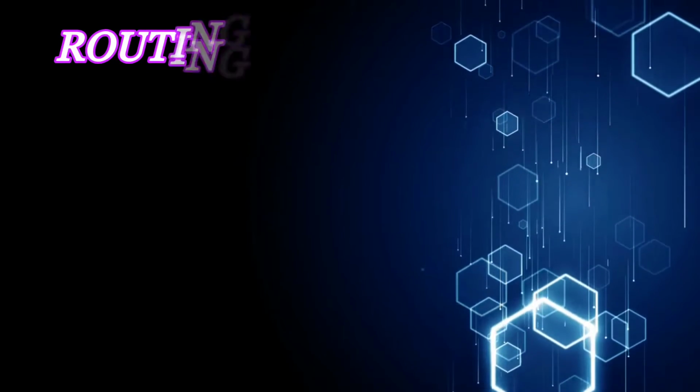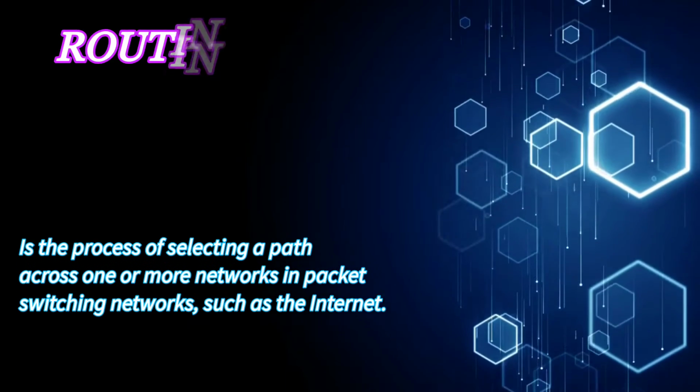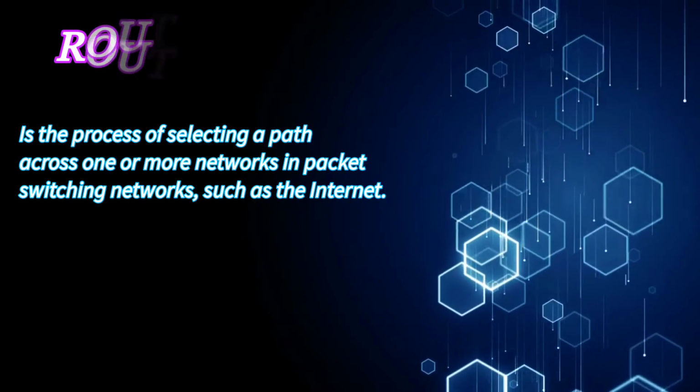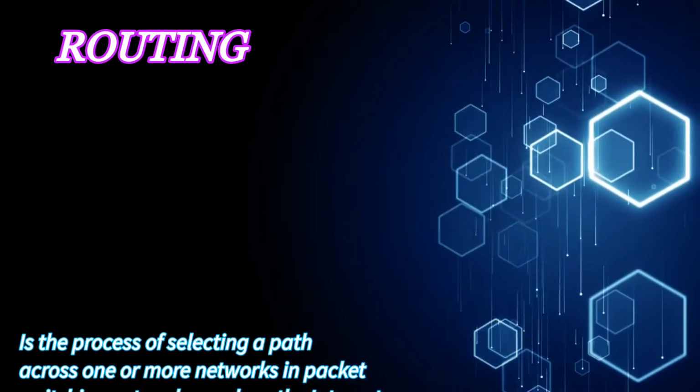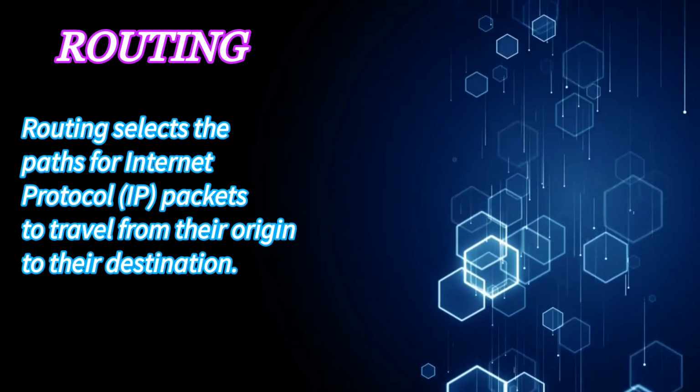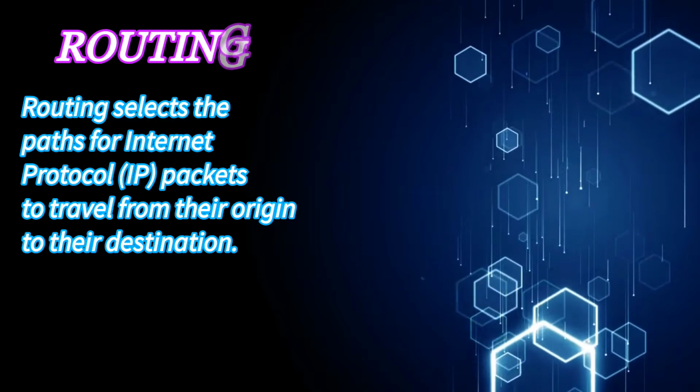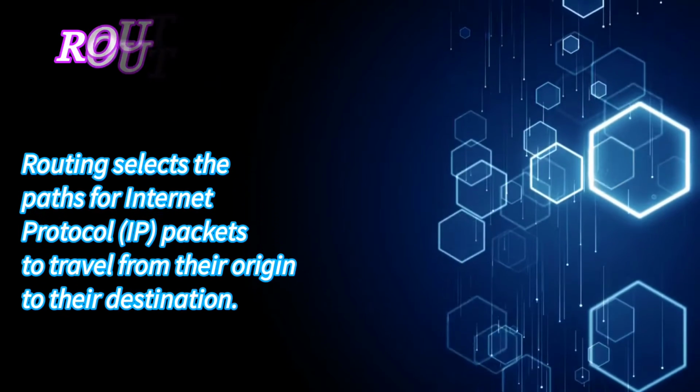First, let's define routing. Routing is the process of selecting a path across one or more networks in packet switching networks such as the Internet. Routing selects the paths for Internet Protocol packets to travel from their origin to their destination.